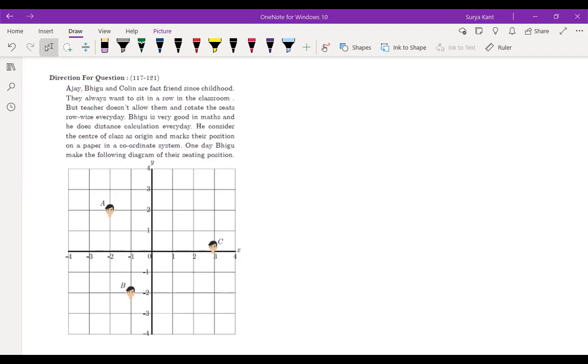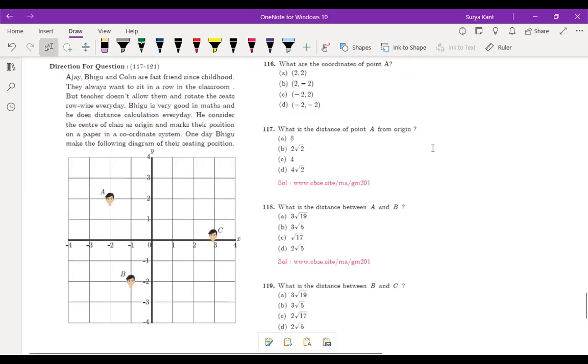and next the question starts: what is the coordinate of point A? First question is very easy. All of you just mention in the chat box what is the coordinate of point A. A, B, C, D you can write. Then what is the distance? See question numbers 17, 18, 19. What is the distance of point A from origin? Then what is the distance between A and B? Then what is the distance between B and C?